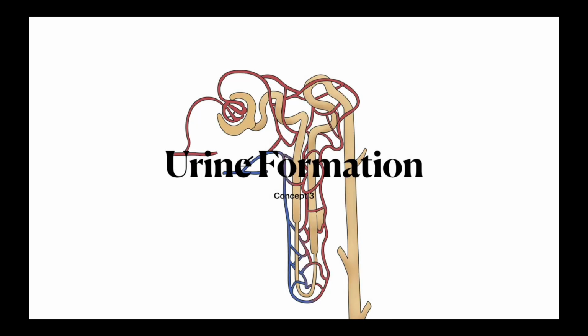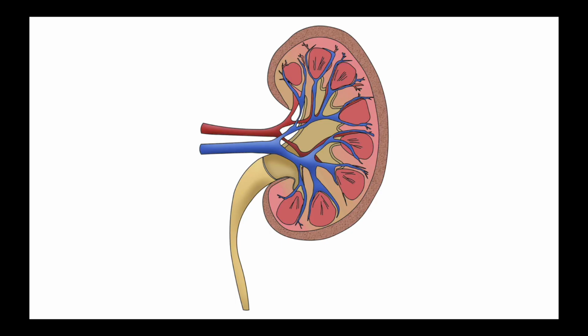We're taking a look at urine formation. How does the body get rid of these waste products that it produces? So every single cell in the body is doing work. It's kind of like in your home. Every single home in your neighborhood is doing work.